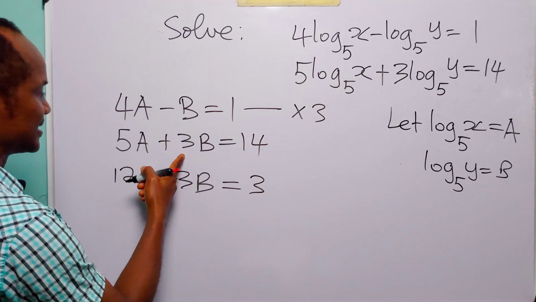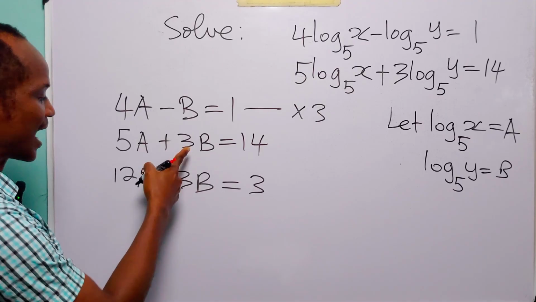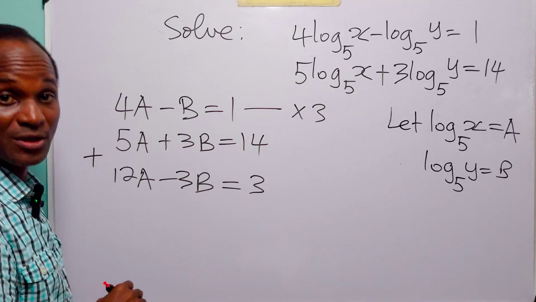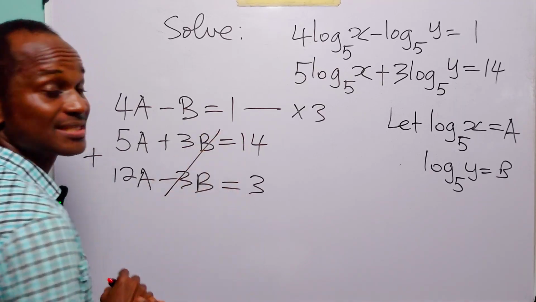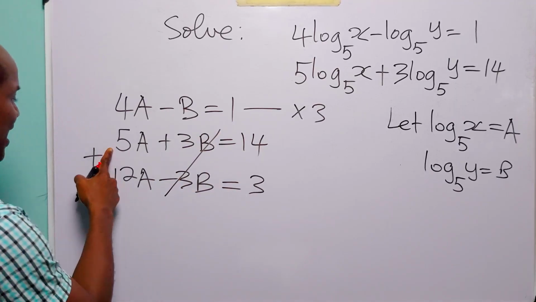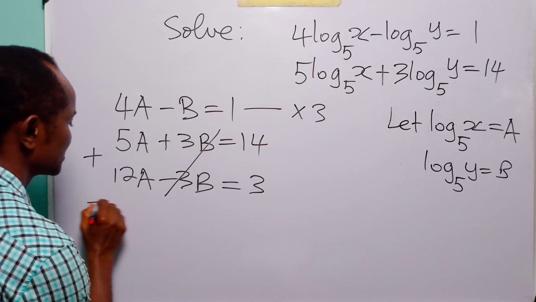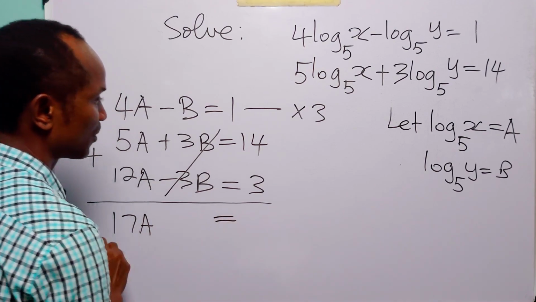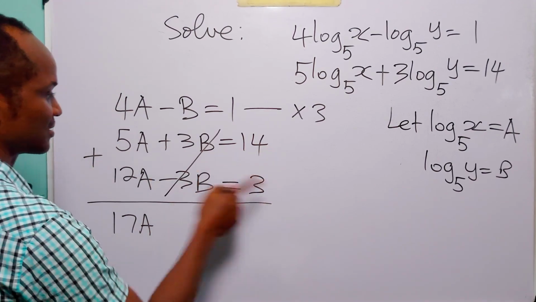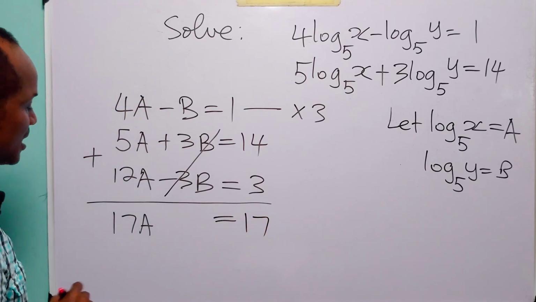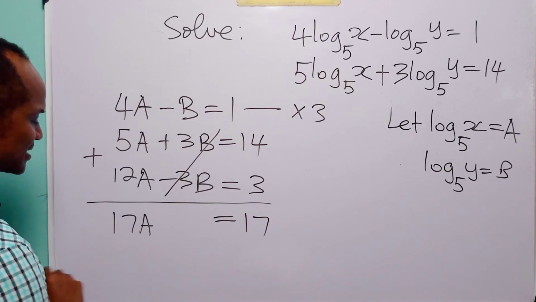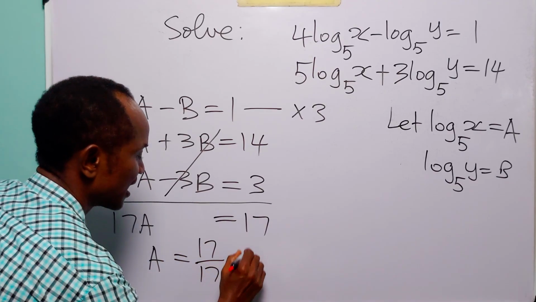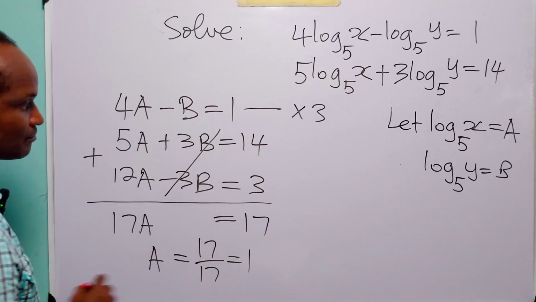Now you can see that in this equation we have plus 3b, and in this equation we have -3b. So if we add these two equations together, we will be able to eliminate b, and we are going to have 5 plus 12a, of course, that is equal to 17a, and this is going to be equal to 14 plus 3, that is 17. Now dividing both sides of this equation by 17, we have that a is equal to 17 over 17, and of course that is equal to 1.